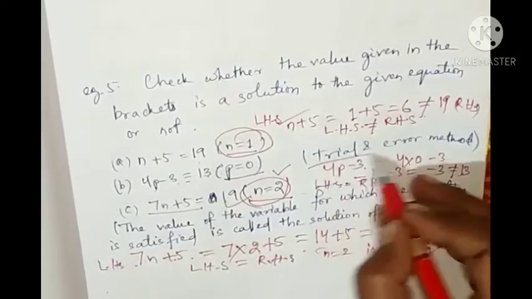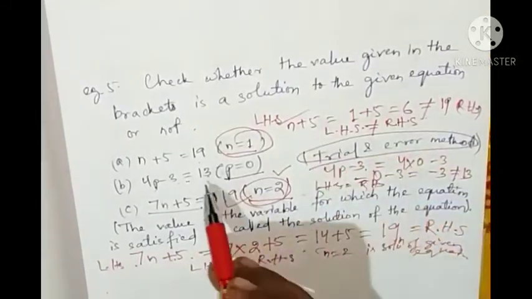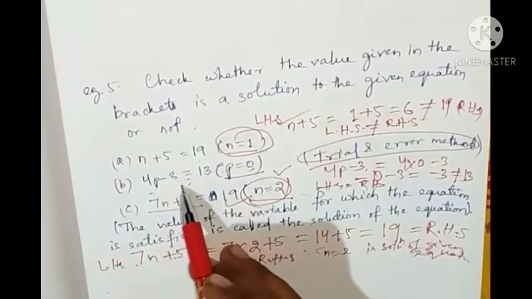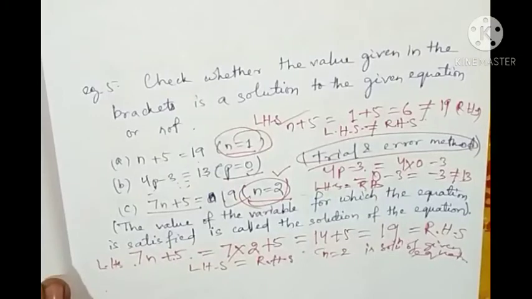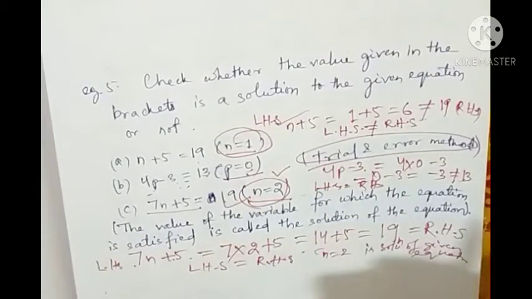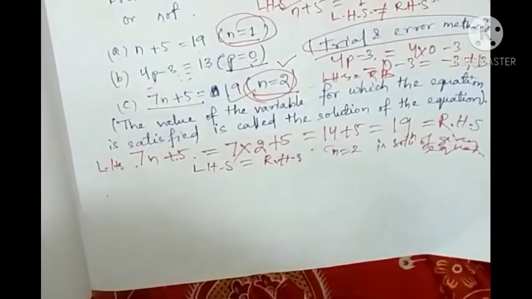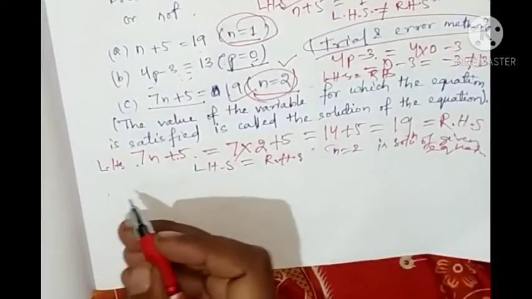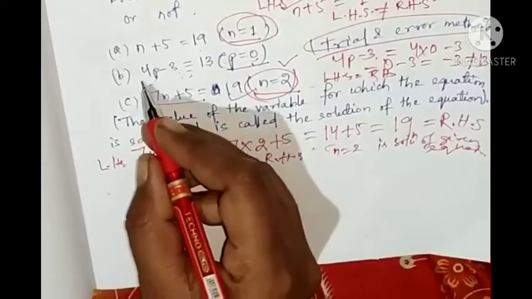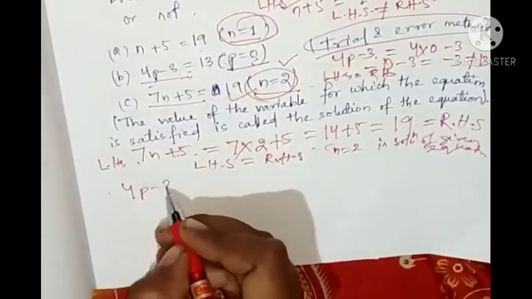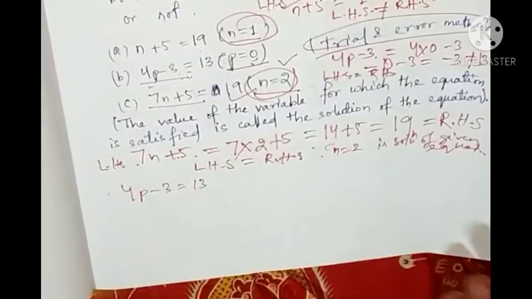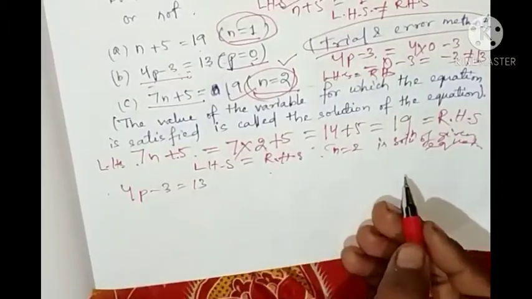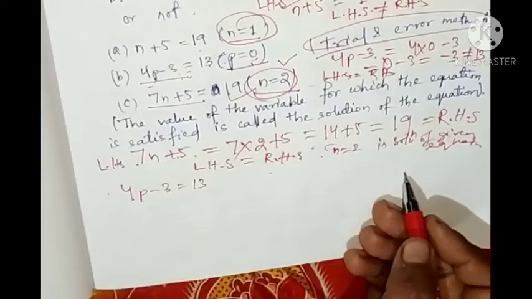Another method is what? Trial and error method. Look, p equal to 0 is not the solution in this method. So what we can do? We can try. We can give 0. We can put 1. Let's see. So look here. What is given? You will take 4p minus 3 equal to 13. We have put p equal to 0. But what we got? 4p minus 3 equal to minus 3. So this is not good.